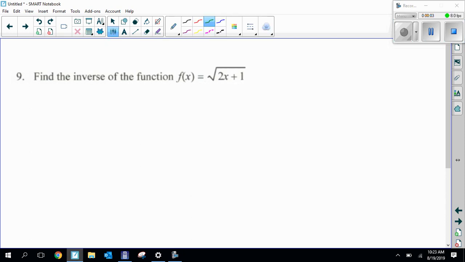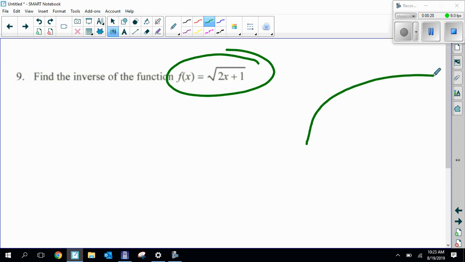Finding the inverse. When you find the inverse, you have to know what the range of the function is, because the range will become the domain of the inverse. So for the square root of 2x plus 1, we need to know the range of that. So square root functions look kind of like that.